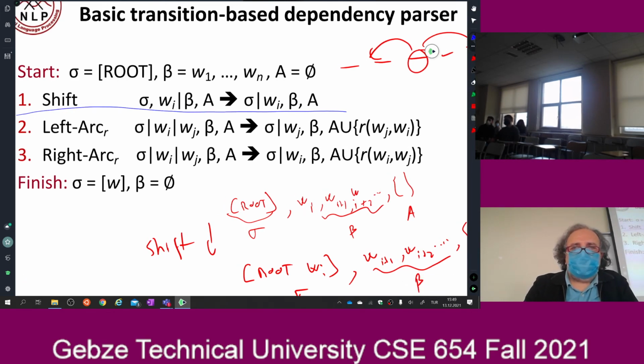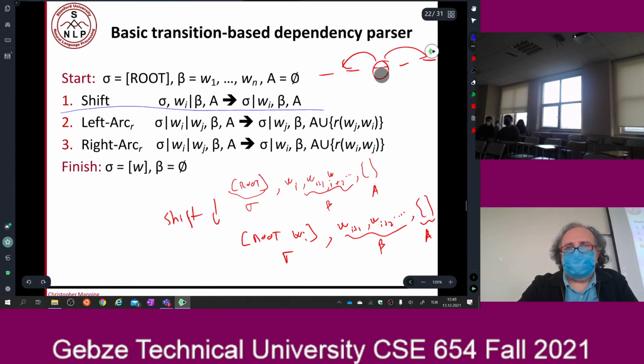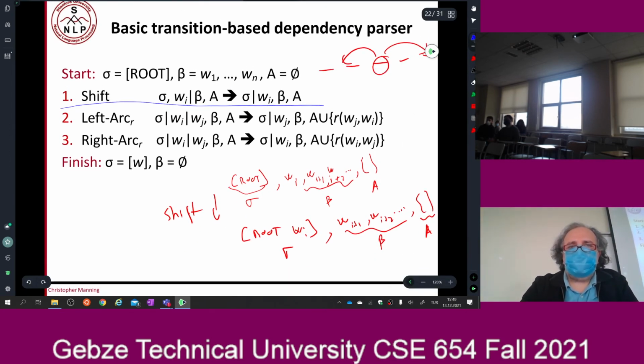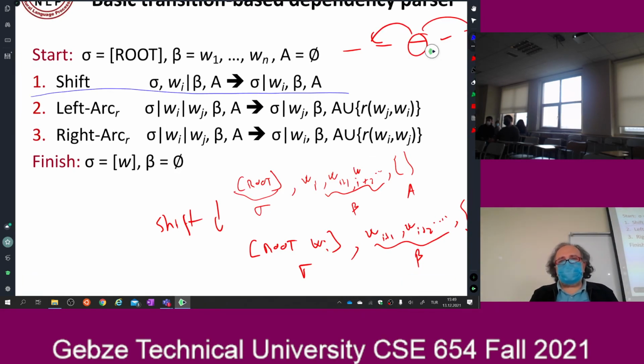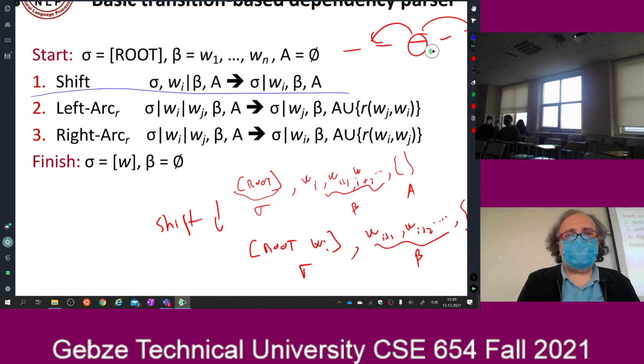Left arc means that from this center word to the left side. Right arc means that if I have the same situation, this time do the other way. So how am I going to make this decision? Am I going to shift? Am I going to do the left arc or right arc? We need somebody smart to make that decision, and usually they use machine learning systems to make these kinds of decisions.